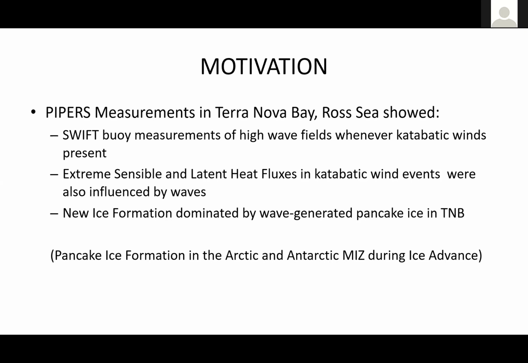So the measurements in the Terra Nova Bay showed that we had SWIFT buoy measurements of high wave fields whenever katabatic winds are present. Extreme sensible and latent heat fluxes in katabatic wind events were also influenced by waves. And new ice formation is dominated by wave-generated pancake ice in the Terra Nova Bay area. And as I mentioned, there's also an interest in pancake ice formation in the Arctic and Antarctic marginal ice zones during ice advance, which I'll allude to at the end of the talk.